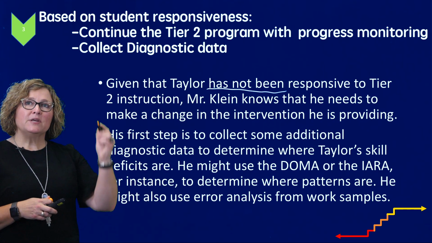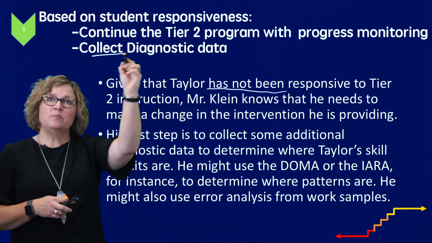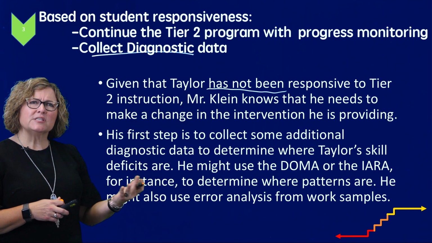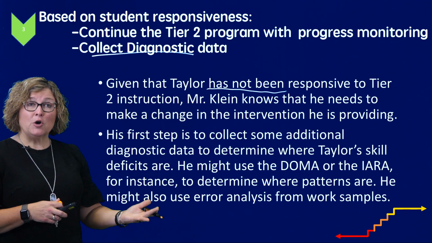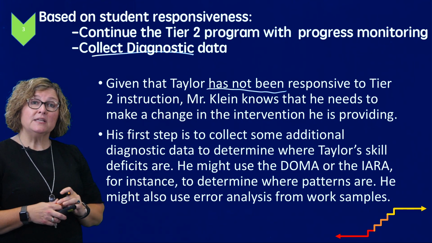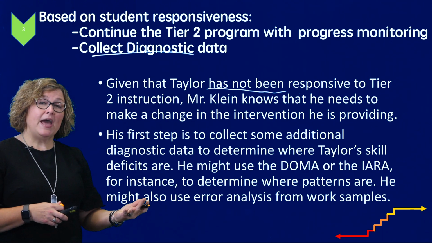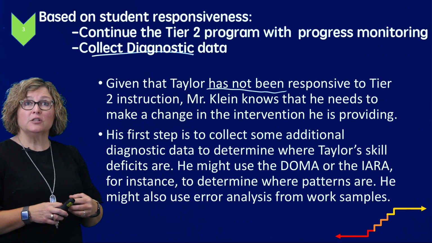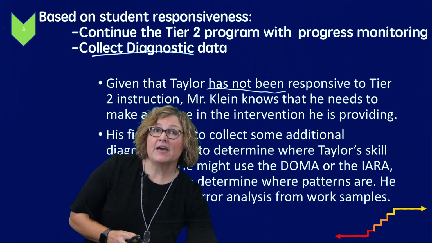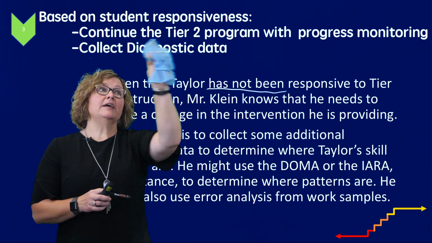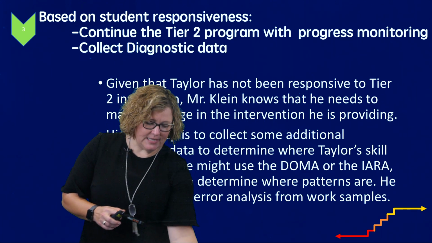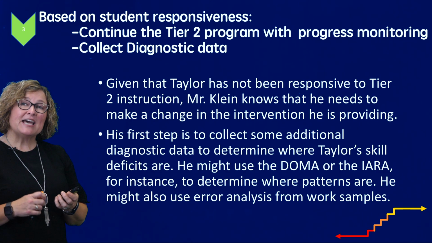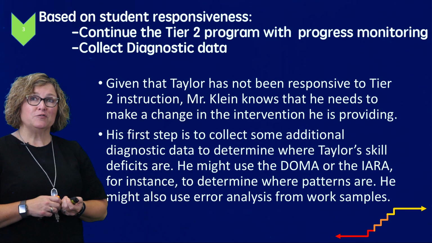So his first step is to go back here to this diagnostic piece and really think about some additional data to determine where her skill deficits are. He might use the DOMA or the IARA that we're using as part of our project to determine where patterns are. He might also use error analysis from work samples that he currently has for Taylor. In any event, he's really thinking about how to collect that diagnostic data and then use that data to make a hypothesis and make a next step in instructional change for Taylor.